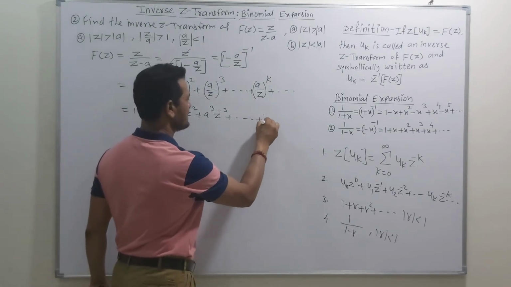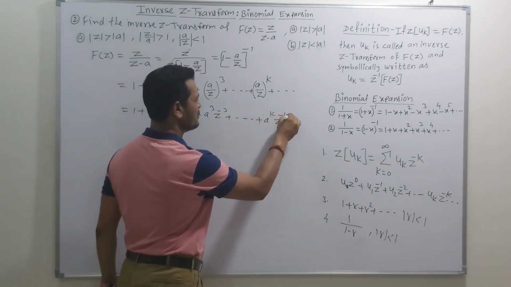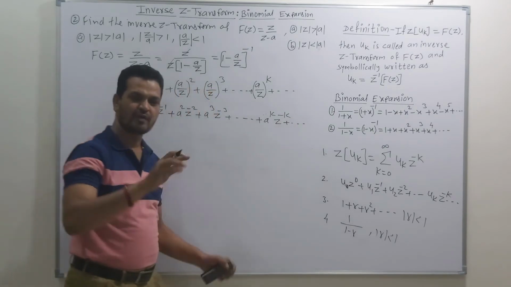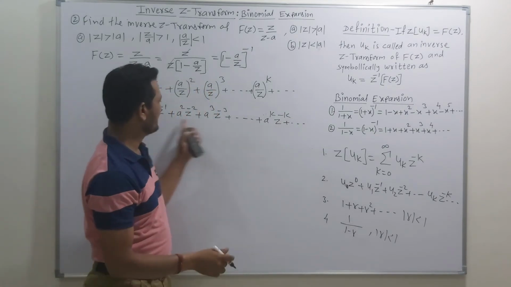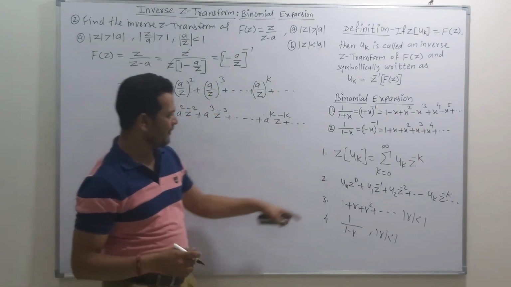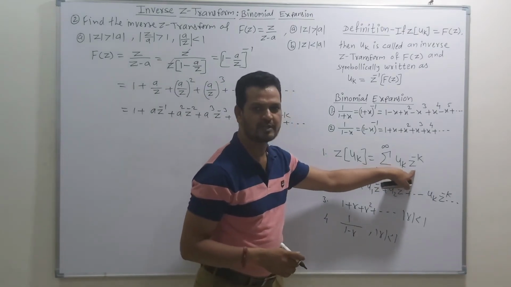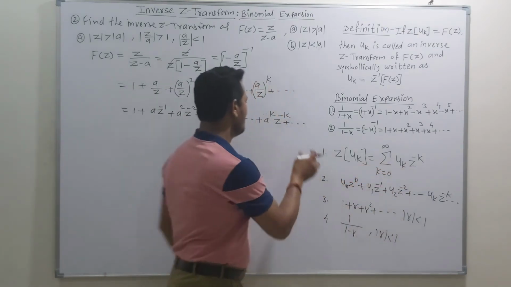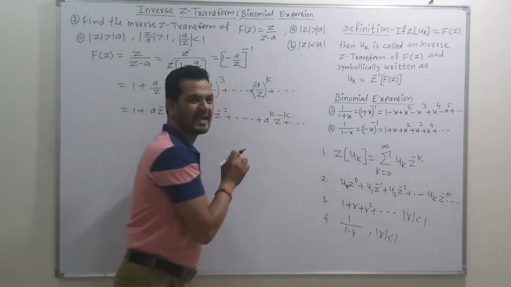So this is plus a raised to k z raised to minus k and so on. For your better understanding, we write this term in this way. Now friends, our aim is to find out the coefficient of z raised to minus k, which is the sequence u_k. Here the coefficient of z raised to minus k is a raised to k.